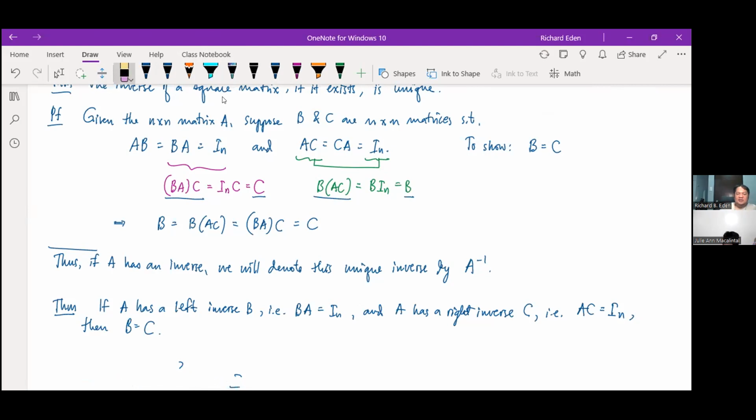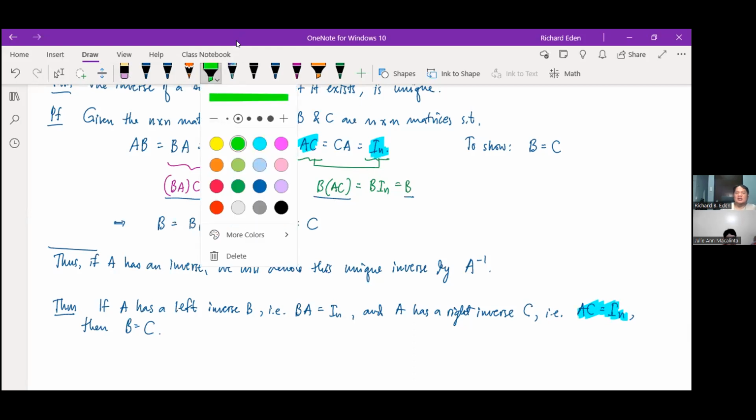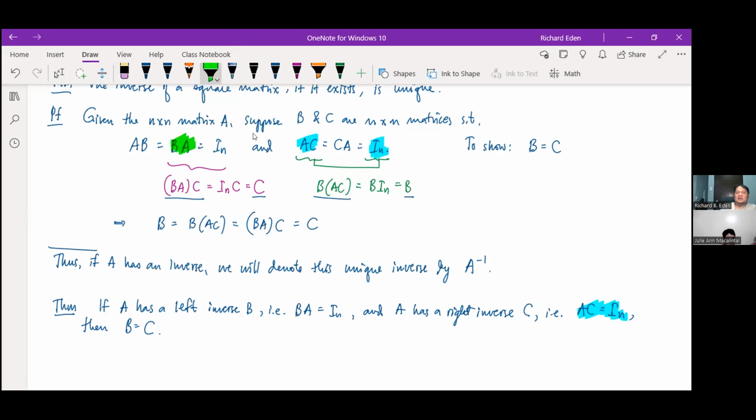Actually, the proof for this is what we have already done above. Ang ginamit lang natin sa proof is the fact that AC is equal to I sub n. Hindi natin ginamit yung CA. So ginamit lang natin, C is our right inverse of A, and regarding B, ang ginamit lang natin, BA is equal to I sub n. In other words, B is a left inverse of A. And we were able to show that B is equal to C.